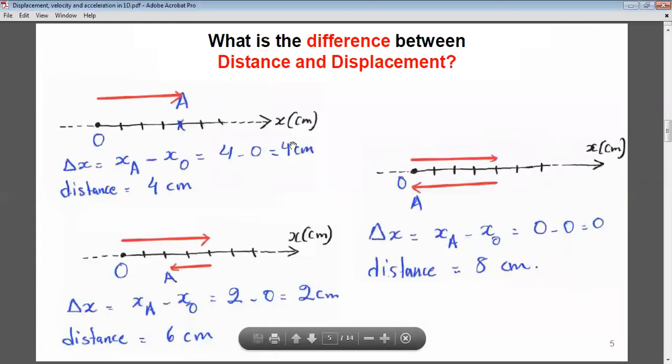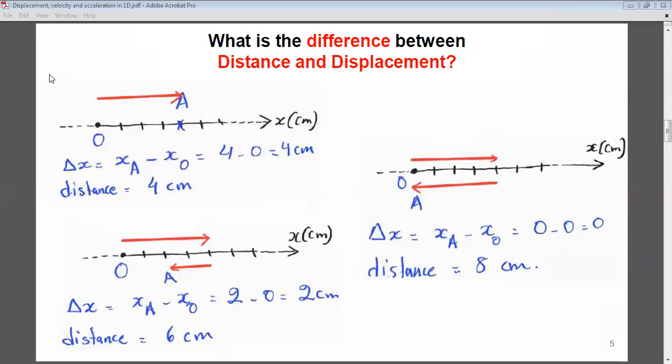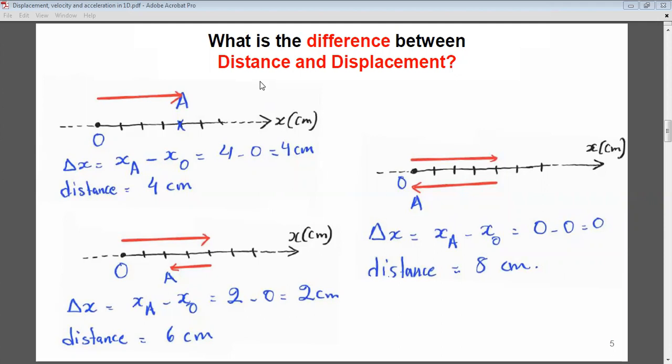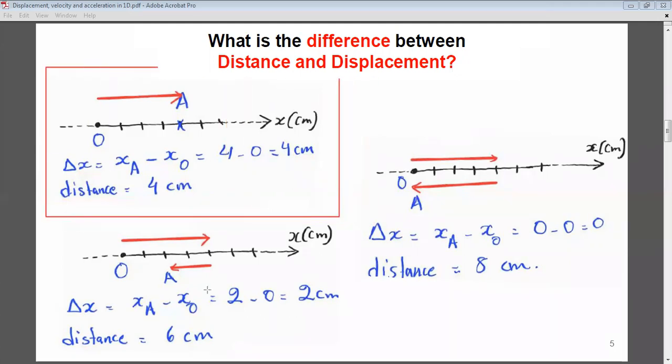Let's give an example. This is an example over here. Let me make it clearer. So I'm talking now about this example. There is an object that was at point O, and it moved from point O toward point A.